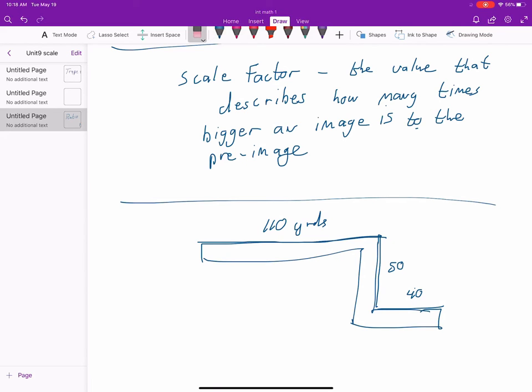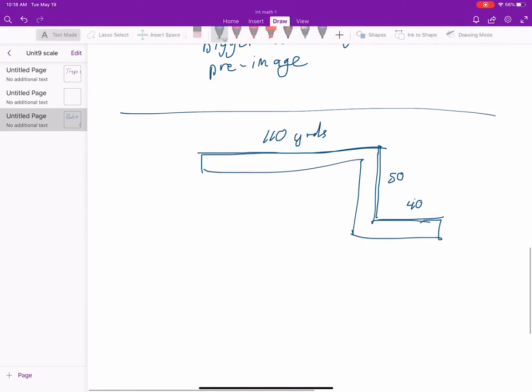If I wanted to make a model of that, I'm going to use the whole idea of scale factor. In this case, I'm going to scale this down, so maybe I can make a presentation or put it in the newspaper. How much do I want to scale it down? Well, maybe I'm going to make it 1/10. That would be my scale factor.